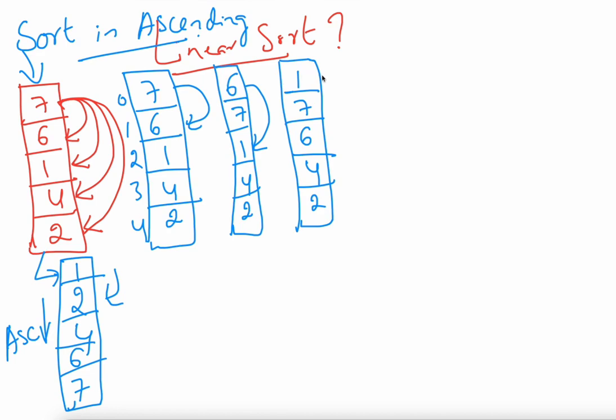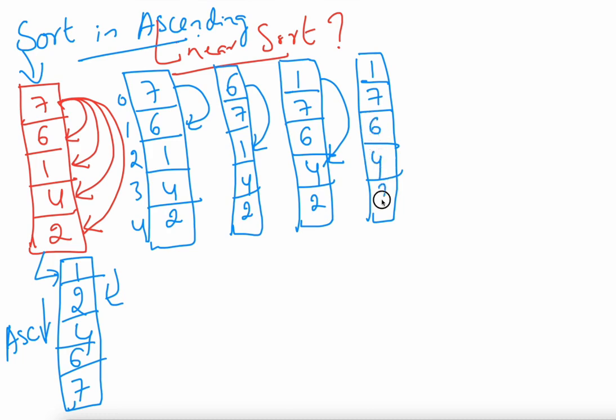Now again we will compare 1 with 4. Is 1 already less than 4? Yes, 1 is already less than 4, so we will not swap. The result will remain the same: 1, 7, 6, 4, 2. Now we'll compare 1 with 2. Is 1 already less than 2? So we will not swap.